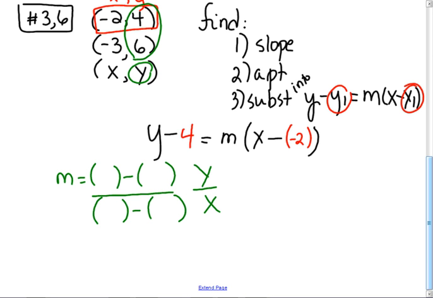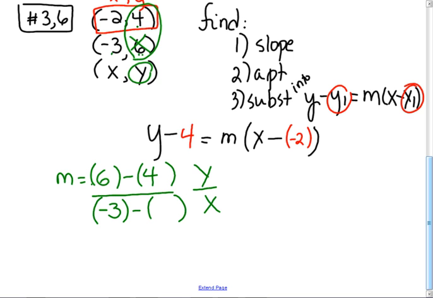It doesn't make any difference to me. 6. I prefer that because 6 take away the next number is going to be on the numerator. Adine? What's going to go here? What's the other y value? We already used 6. So cross it out if you want. 4. Now, 6 is partnered with negative 3, so it goes here. Negative 3.